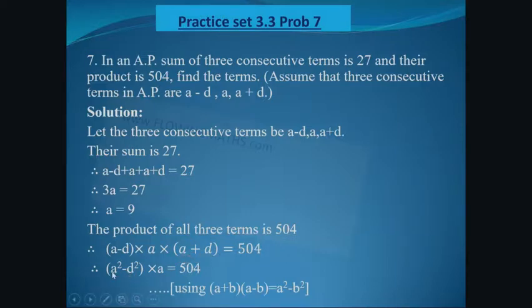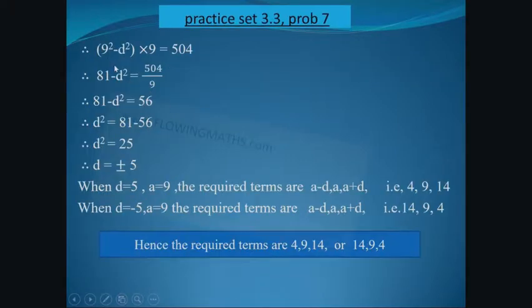Now we know a is 9. So we substitute the values. So 9 square minus d square into 9 is 504. So 9 square is 81. 81 minus d square is 504 upon 9. That is 56. We bring d square here and bring 56 here. So d square is 81 minus 56 is 25. Therefore, d is plus and minus 5. So either d can be plus 5 or d can be minus 5.